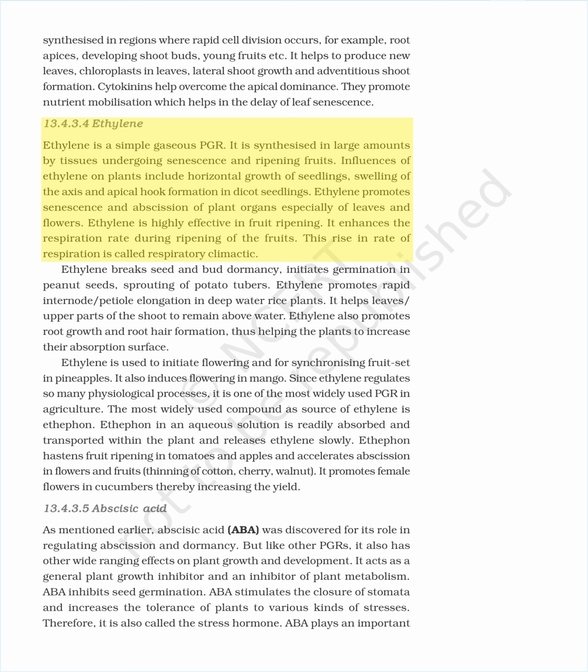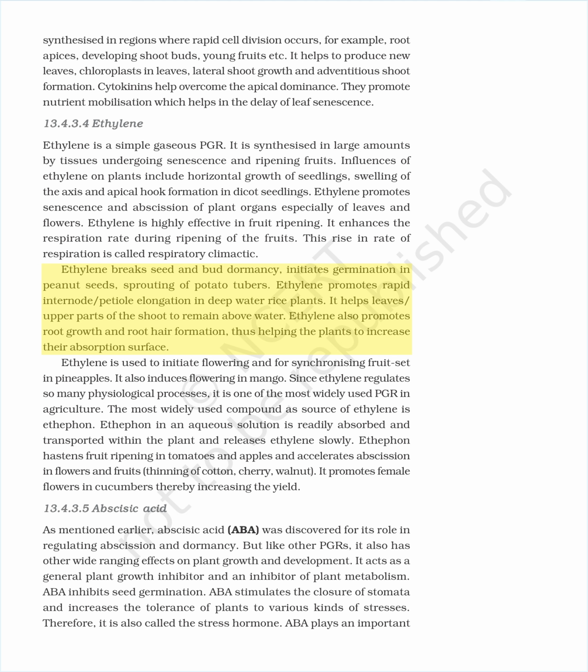It enhances the respiration rate during ripening of the fruits. This rise in rate of respiration is called respiratory climactic. Ethylene breaks seed and bud dormancy, initiates germination in peanut seeds, and sprouting of potato tubers. Ethylene promotes rapid internode/petiole elongation in deep water rice plants. It helps leaves/upper parts of the shoot to remain above water.